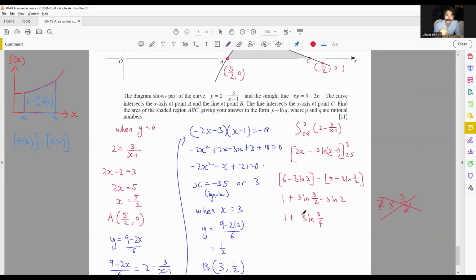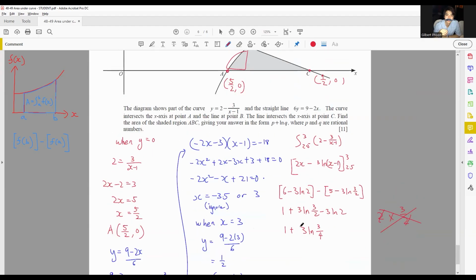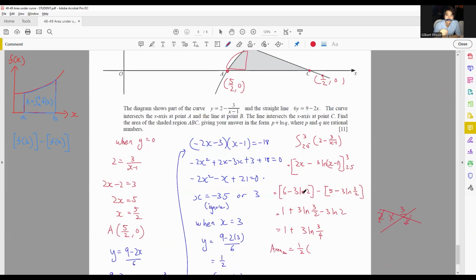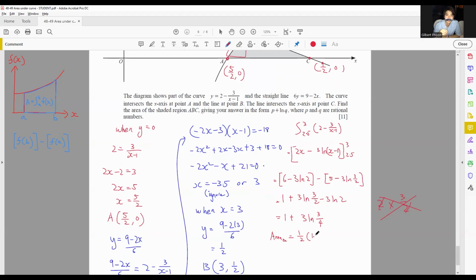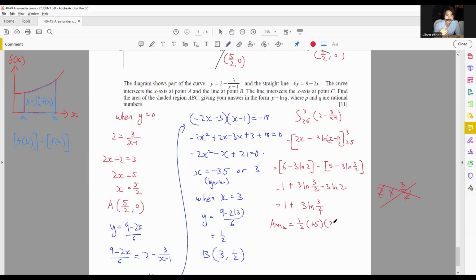But anyway, this is going to be the area under the curve. Then next, we're going to need to find the area of the triangle. The area of the triangle is going to be half times the base, which is from 9 over 2 to 3, that's 1.5, times 1.5, times the height here, which is again 0.5. Type this into the calculator, you would have gotten 3 over 8.